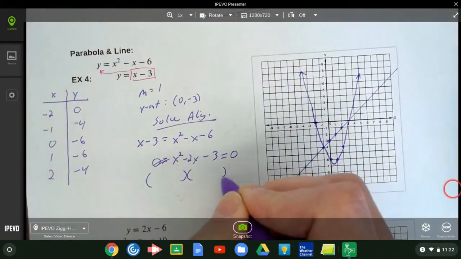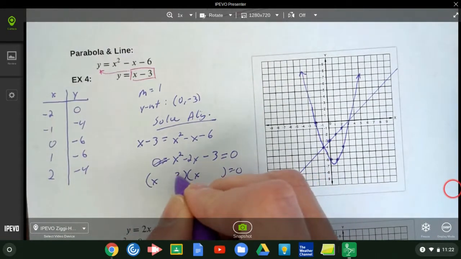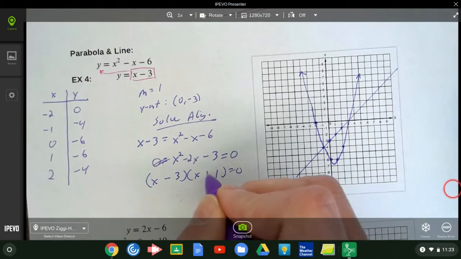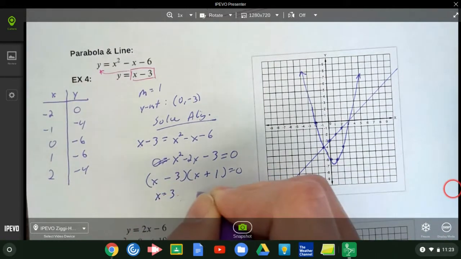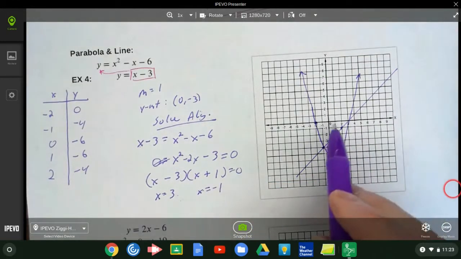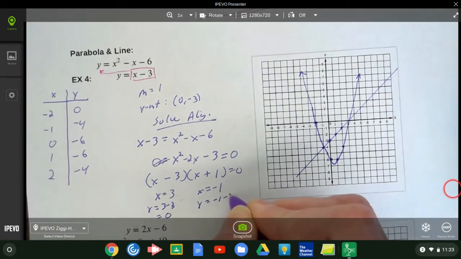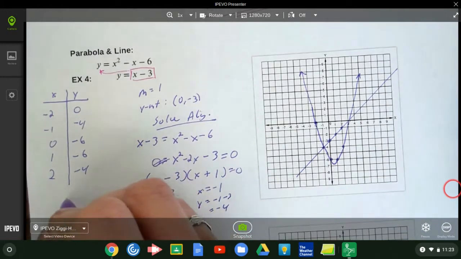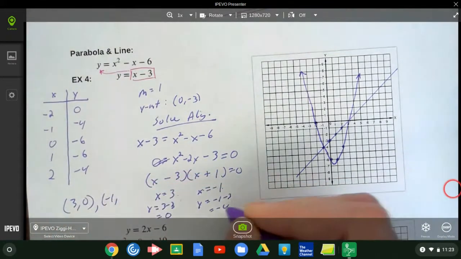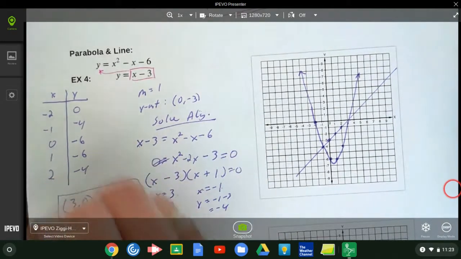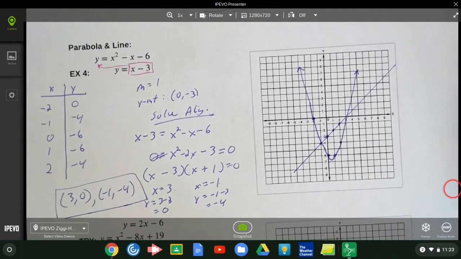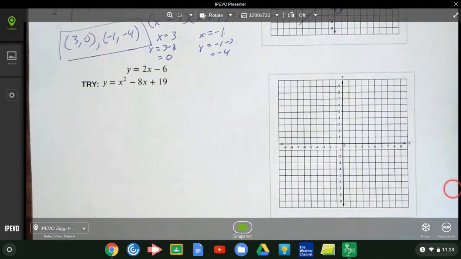Now I'm going to factor. So x and x, 3 times 1, negative 3, positive 1. So my x values are 3 and negative 1, which is what I thought here, 3 and negative 1. To get the y values, I got to plug them back in. So y equals 3 minus 3, so that's 0. y equals negative 1 minus 3, that's negative 4. So I get the points: when x was 3, y was 0. When x was negative 1, y was negative 4. There's my intersection points. You did this last year, I'm sure. Try one of those on your own, and then you'll try some problems.